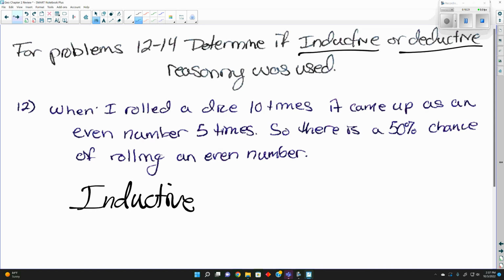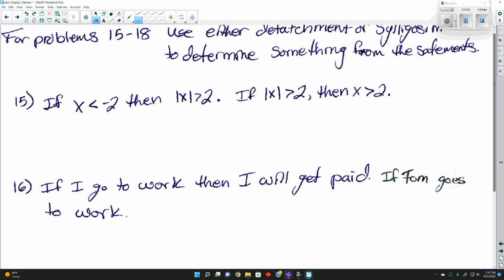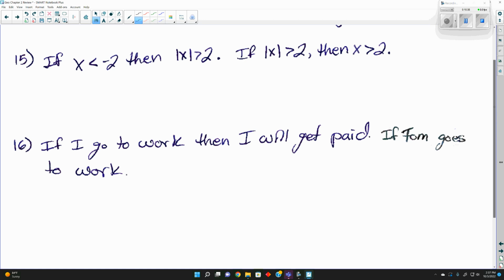Any other questions on 12 through 14? 15 through 18, detachment or syllogism? Now, again, the law of detachment: if the hypothesis is true, then the conclusion is also true. If it's going to be detachment, they're going to give us a conditional statement and then something else with it.